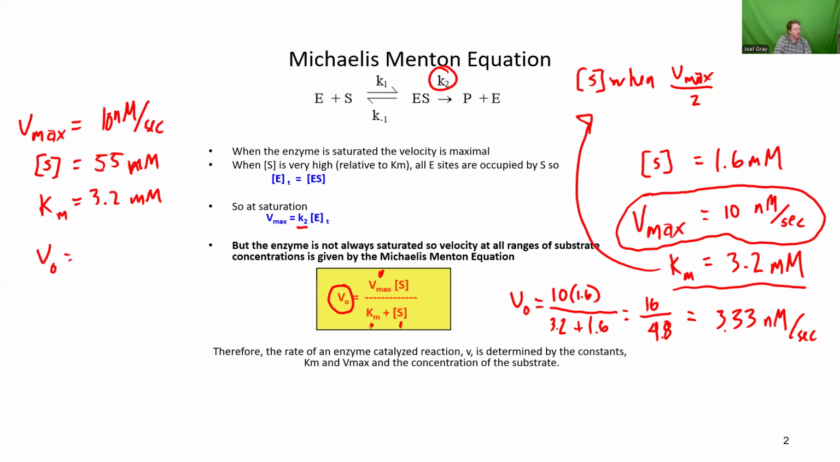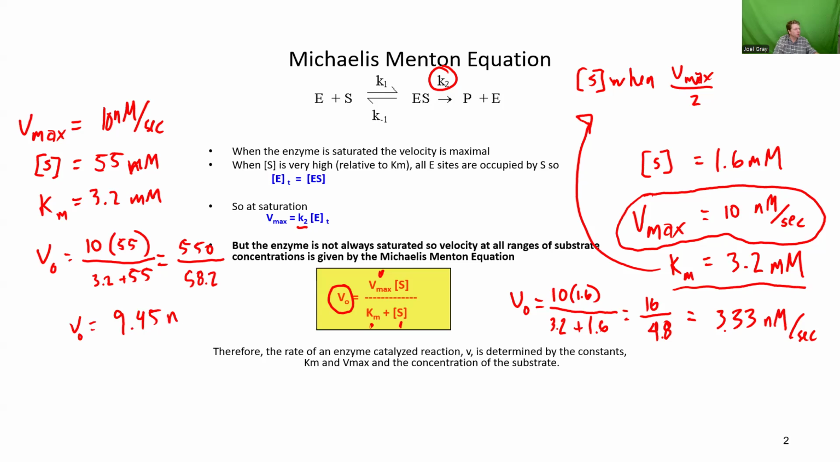Okay, so again, Vmax is 10. Substrate concentration in this case is 55. Then on the bottom, we have our Km, which is 3.2 plus 55. So I'm going to say 55 times 10 is 550. 550 divided by 3.2 plus 55, which is 58.2. Now 550 divided by 58.2 is 9.45. What?